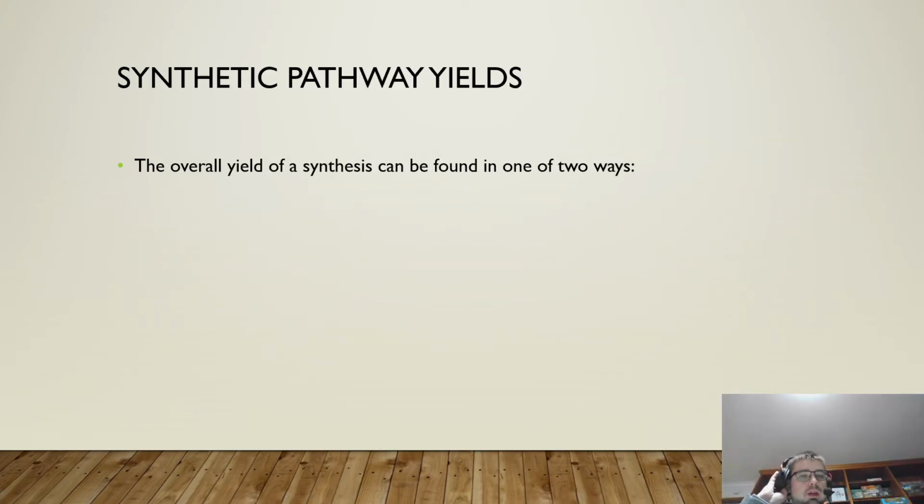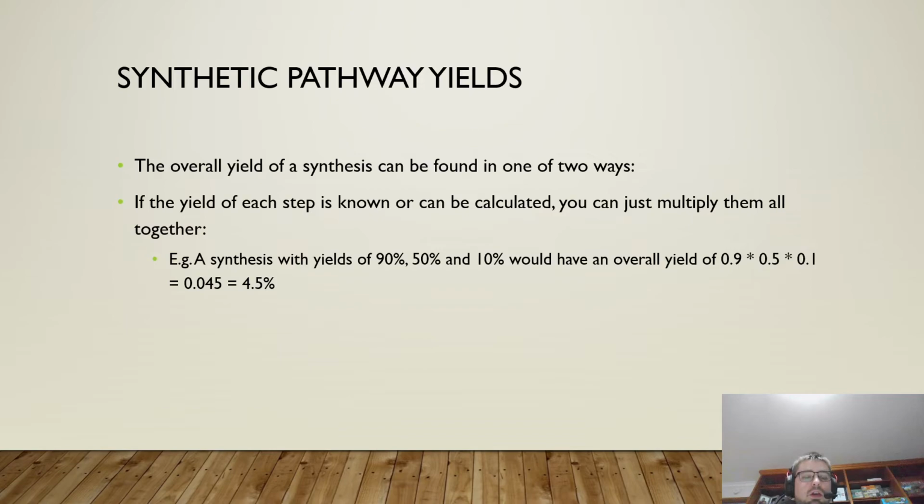All right. We can also talk about the yield for a whole pathway. So if you know the yield of each step, if we've got a synthesis that has 3 steps, so the chlorination of the alkane, the substitution reaction, has a yield of 90%, and then the reaction to turn the chloroalkane into an alcohol has a 50% yield, and then the oxidation to a carboxylic acid has a 10% yield, for example.